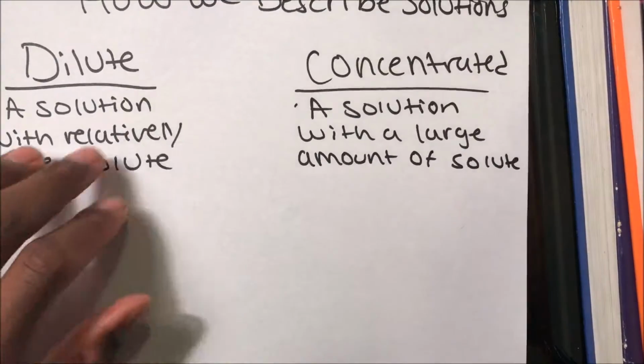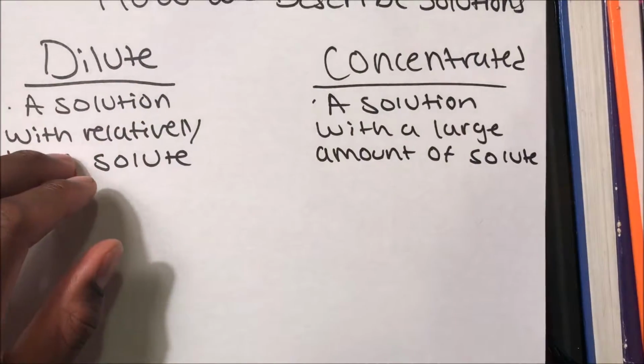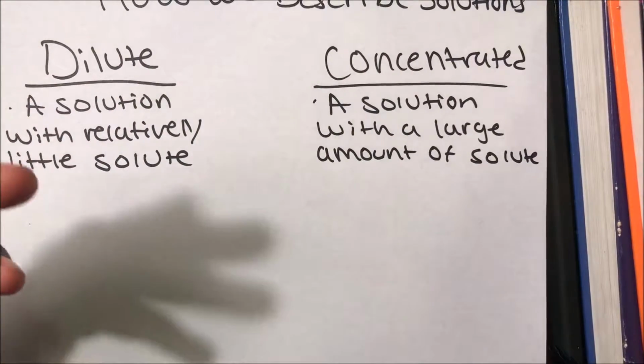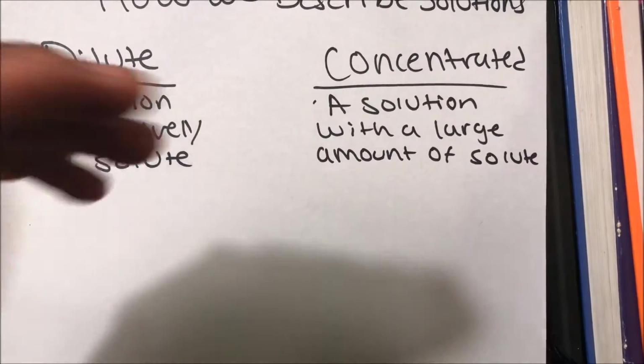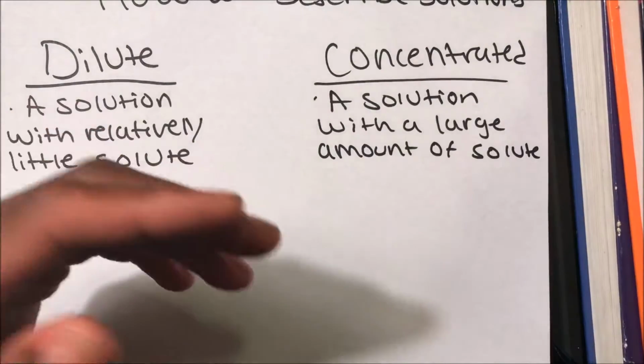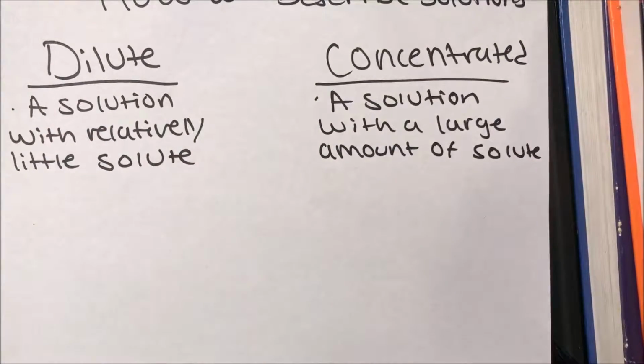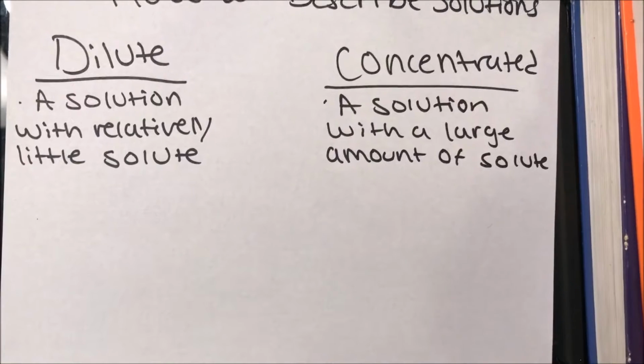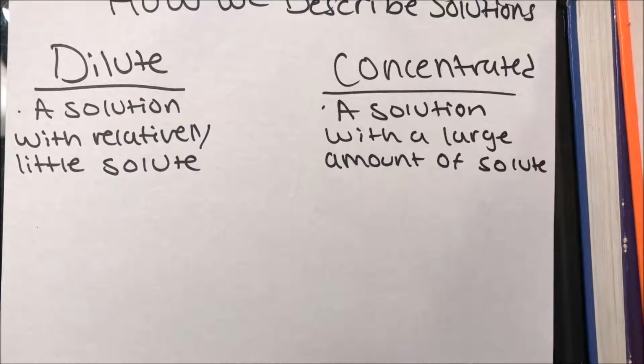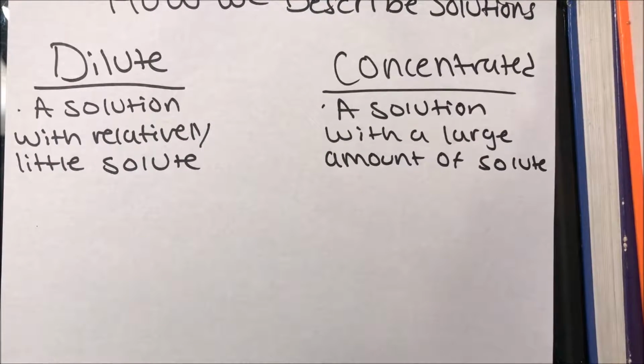Solutions are either dilute or concentrated. Dilute means that there's relatively little solute in the entire solution, and a concentrated solution has a lot of solute, meaning it's stronger. And from this, we have 4 equations to better describe a solution's composition more accurately.